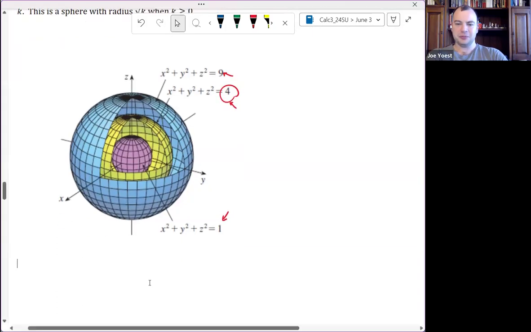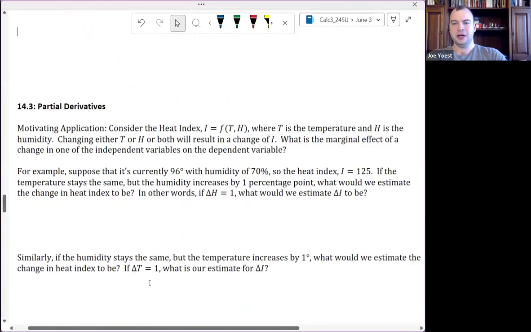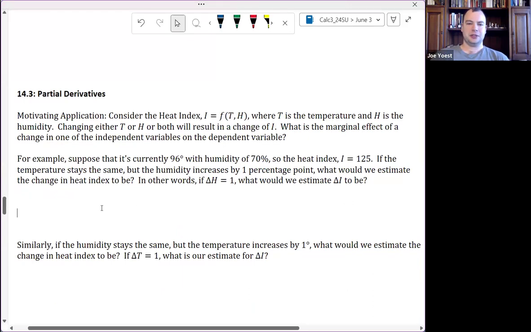All right, so again, we're going to skip over 14.2 for now. That'll be a supplement. Moving on to 14.3, we're going to get a start on partial derivatives and then wrap this up in Wednesday's class.